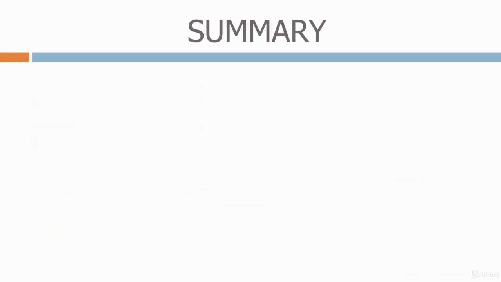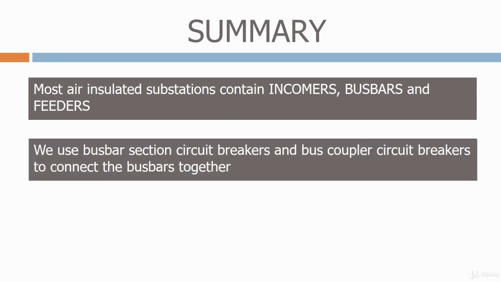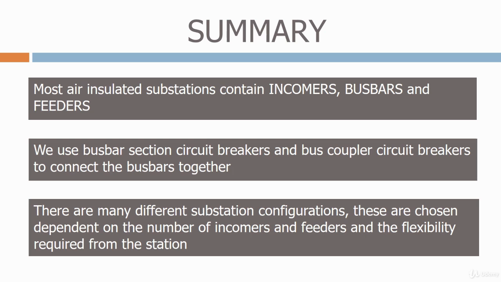Let's summarize what we've learned today. Most air-insulated substations contain incomers, busbars, and feeders. We use bus section circuit breakers and bus coupler circuit breakers to connect the busbars together. There are many different substation configurations. These are chosen depending on the number of incomers and feeders and the flexibility required from the station.